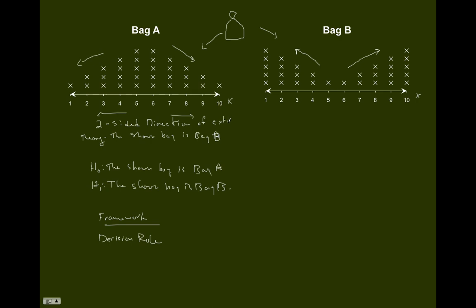Now, what might a decision rule look like? Well, we may say reject H0 if x is less than or equal to 2, or x is greater than or equal to 9.